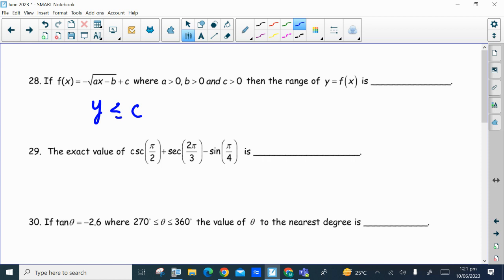Normally, a radical function starts at 0, 0 and goes upwards and to the right. This one is reflected over the x-axis, so now it's going to go downwards and to the right. And then shifted up c units, it's going to start at y equals c and go downwards and to the right.